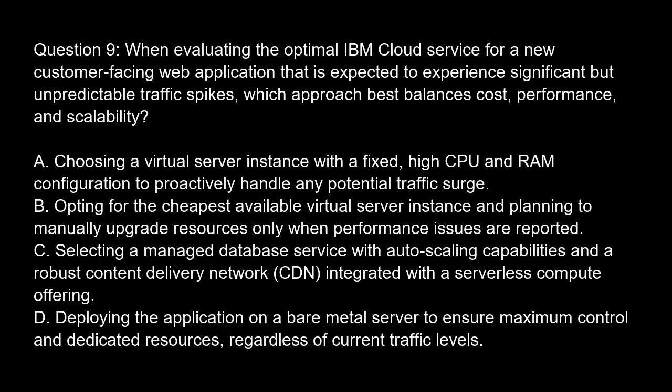Question 9. When evaluating the optimal IBM cloud service for a new customer-facing web application that is expected to experience significant but unpredictable traffic spikes, which approach best balances cost, performance, and scalability? Option A. Choosing a virtual server instance with a fixed, high CPU and RAM configuration to proactively handle any potential traffic surge. Option B. Opting for the cheapest available virtual server instance and planning to manually upgrade resources only when performance issues are reported.